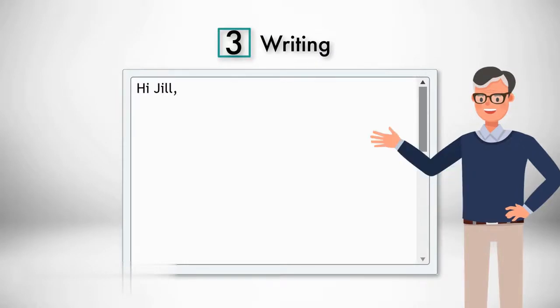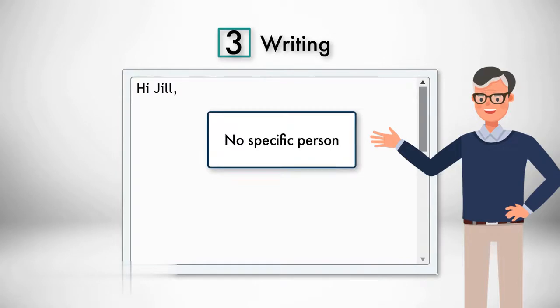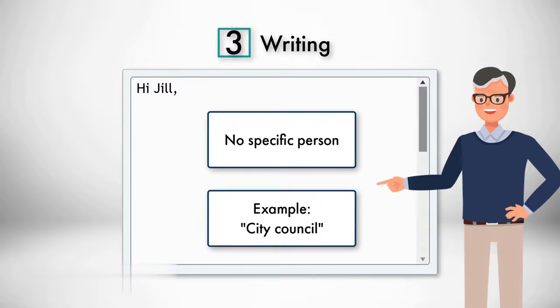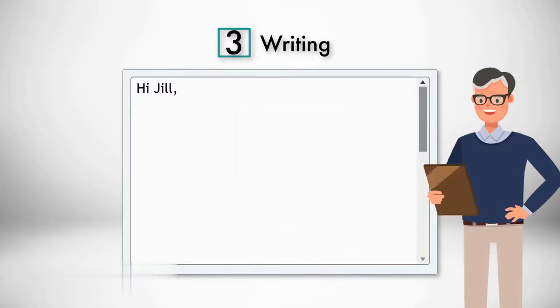Sometimes in Task 2 there is no specific person who is carrying out the survey. The instructions will just say something like, "City Council is conducting a survey," in which case it's not necessary to address your response to anyone. You could just start off by stating what your preferred option is.